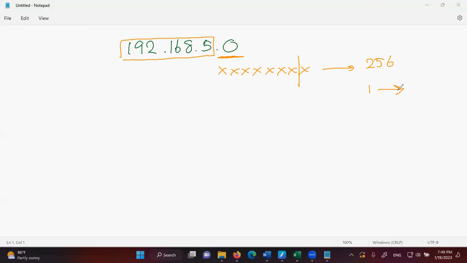Using one bit we can represent only two numbers, right? 0 and 1.